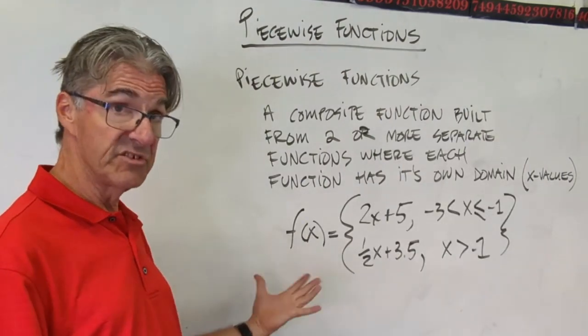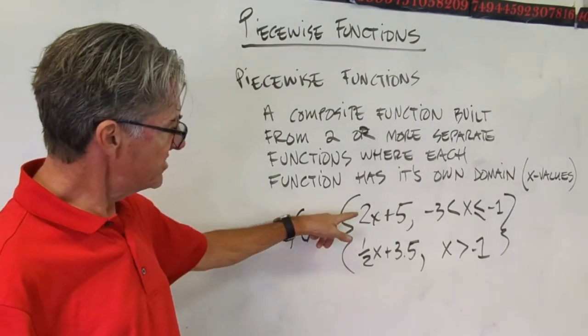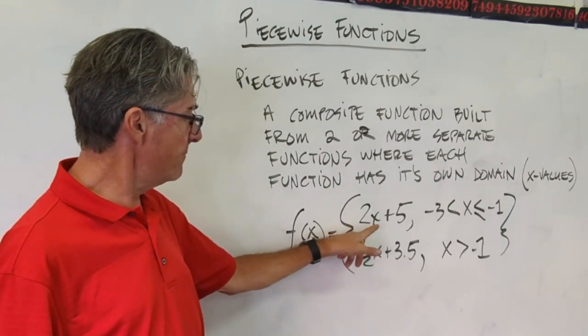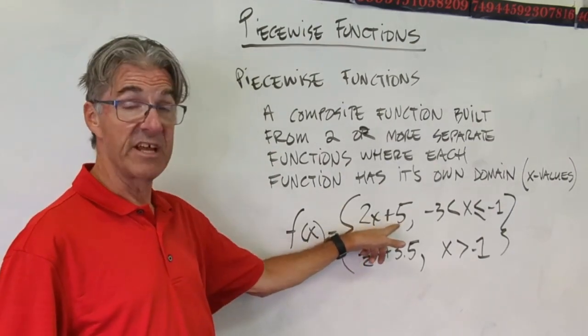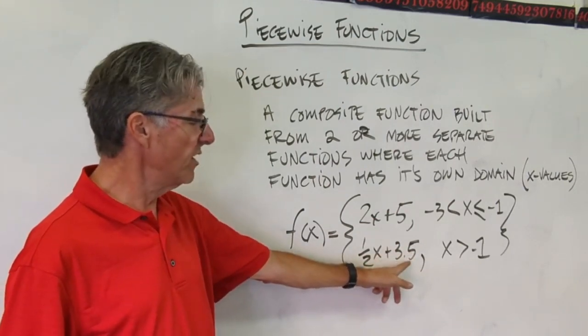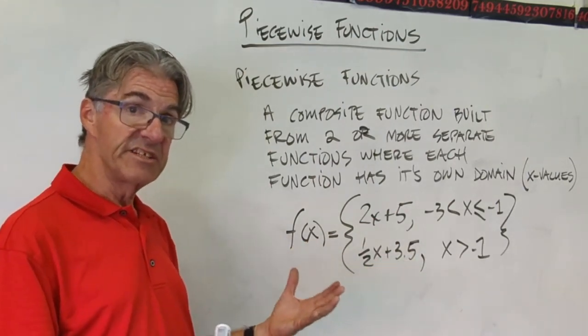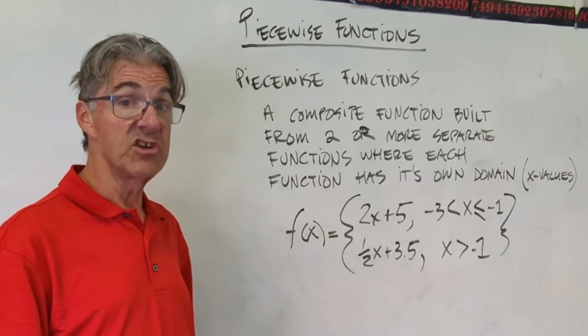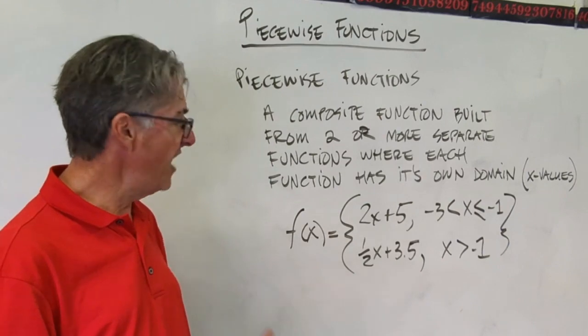All right, let's take a look at one of these types of functions. F of x, that's the name of this function. Now, it's telling us 2 separate functions. So here are the 2 functions. At one point, it's 2x plus 5. That's a linear function. And then at another point, it's 1/2 x plus 3.5. So we're defining this function as 2 separate functions. And then we talk about having different domains or different x values.